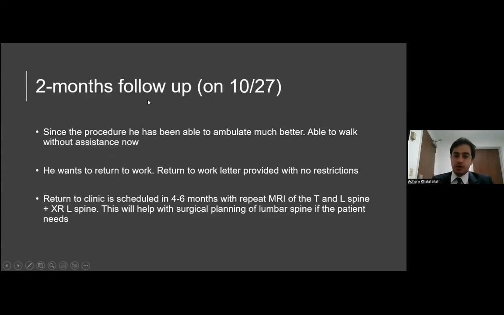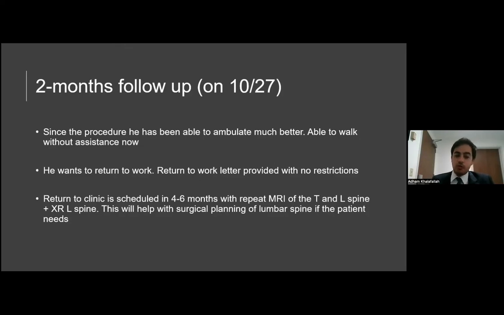Moving up to 2-month follow-up, which is like 3 or 4 days ago, the patient has been able to ambulate much better. Now he's walking without assistance. So walking now instead of a walker and a wheelchair, he's walking without assistance. The patient wants to return to work, asking for a return to work letter. So the patient is doing really good.